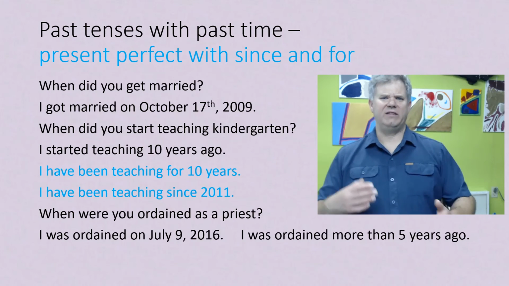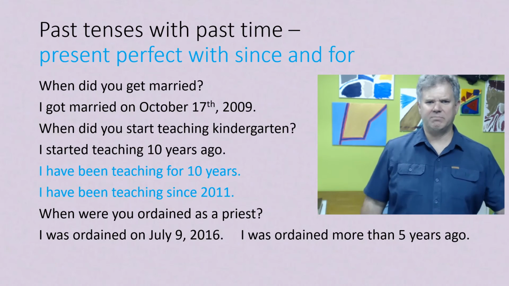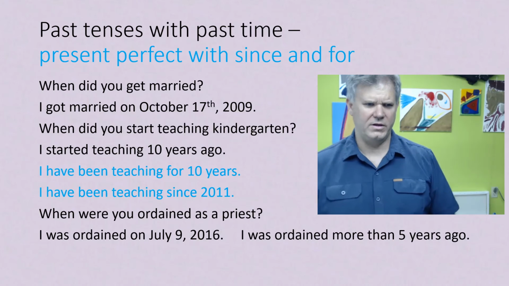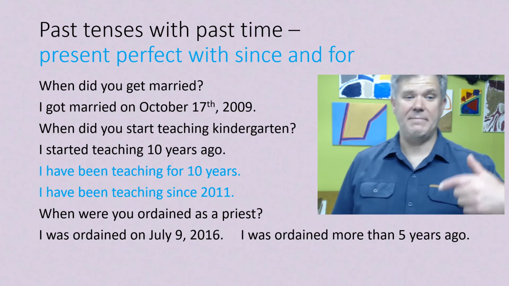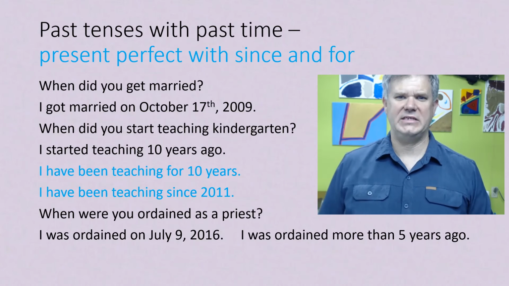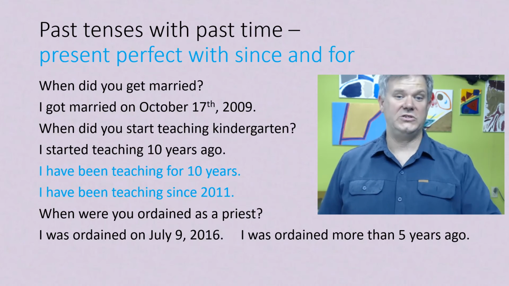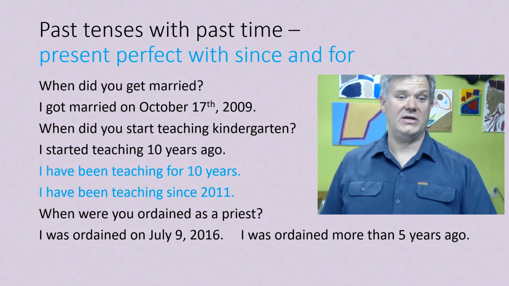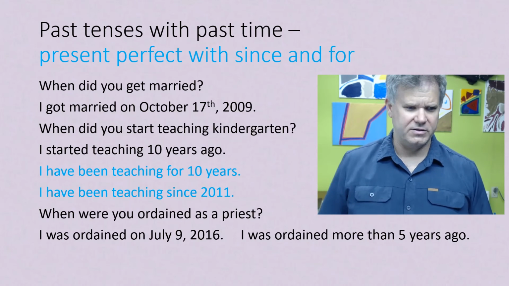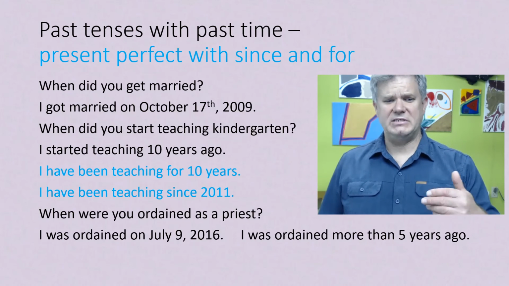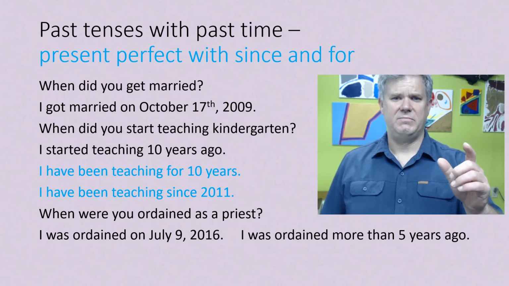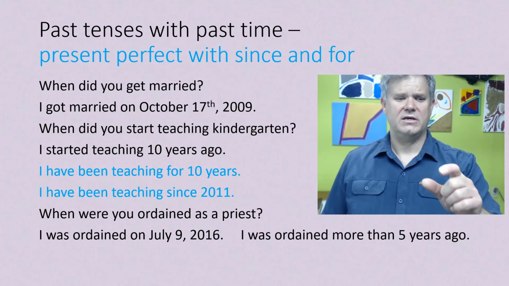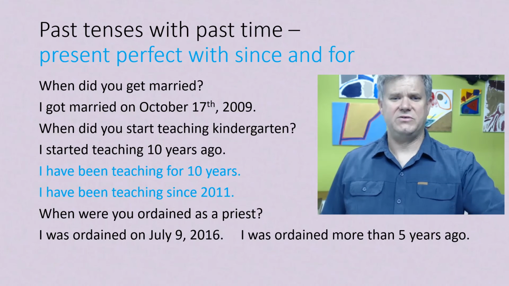Past tenses with past time. Present perfect with since and for. When did you get married? I got married, past tense, on October 17, 2009. When did you start teaching kindergarten? I started teaching 10 years ago. I have been teaching for 10 years because you're still teaching. I have been teaching since 2011.